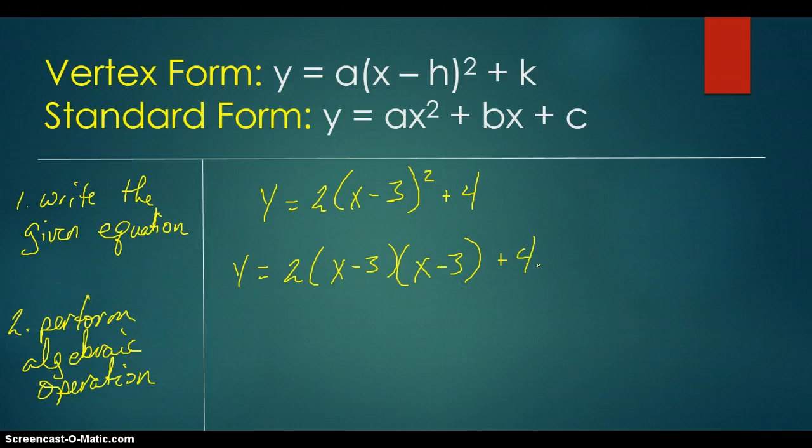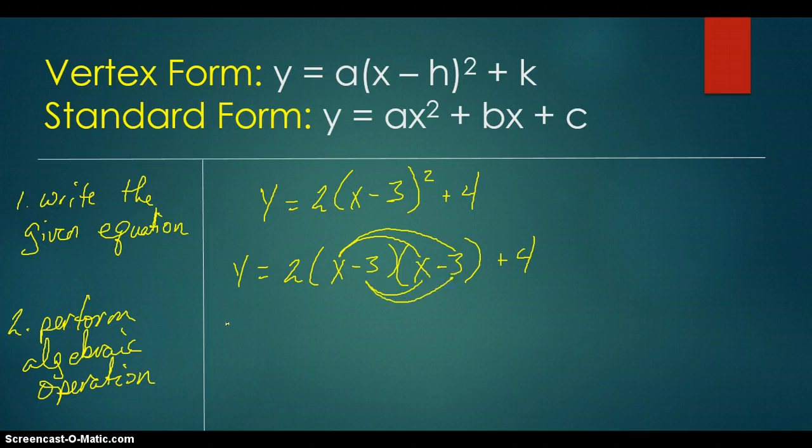I have expanded that, and now I just need to do what it says. I need to multiply these two things together, and then I need to distribute this 2, and when all is said and done, then I need to add the 4. So let's go ahead and do that. X minus 3 times x minus 3, I have two different things that I need to distribute here. This x multiplies to this x and to this negative 3. This negative 3 goes here and here.